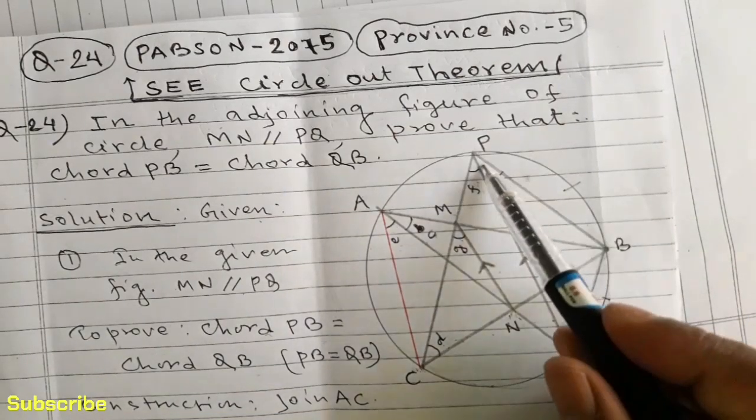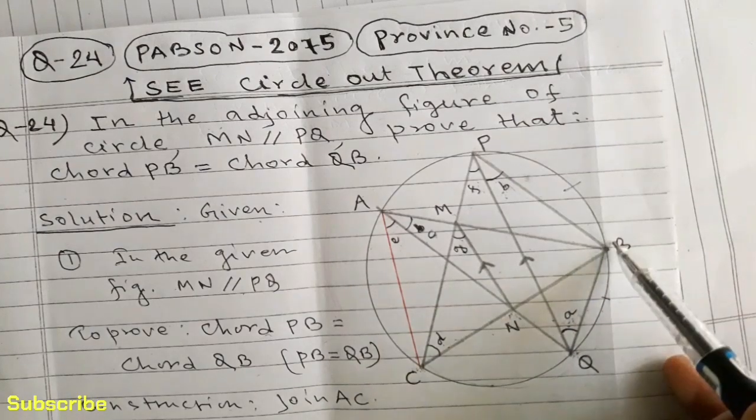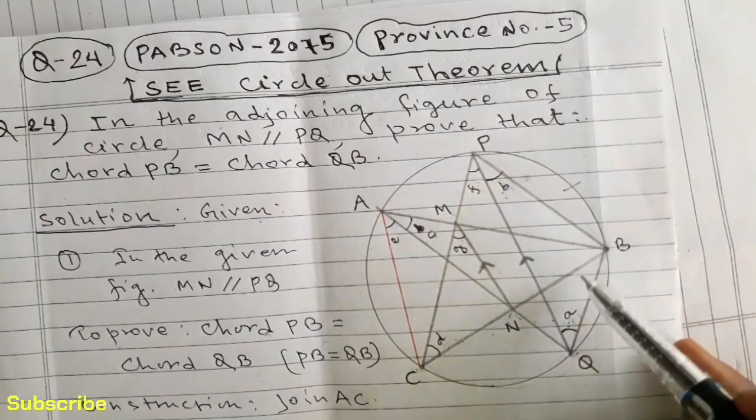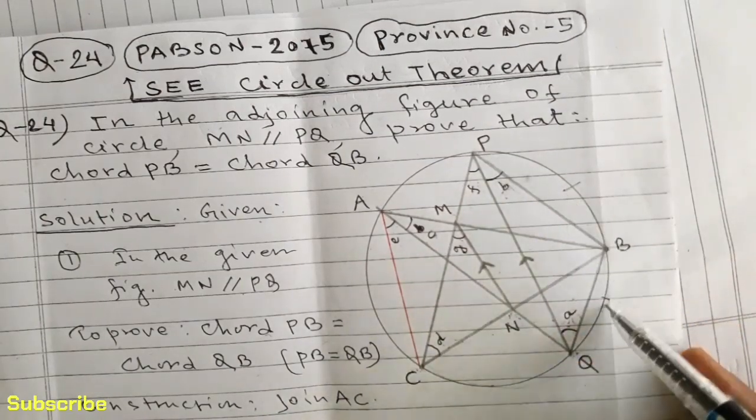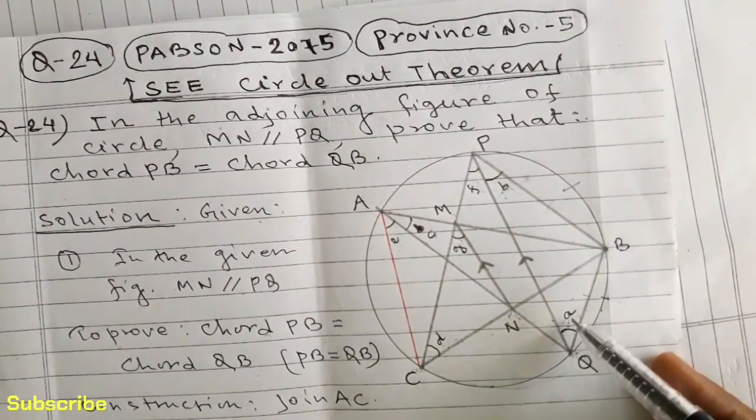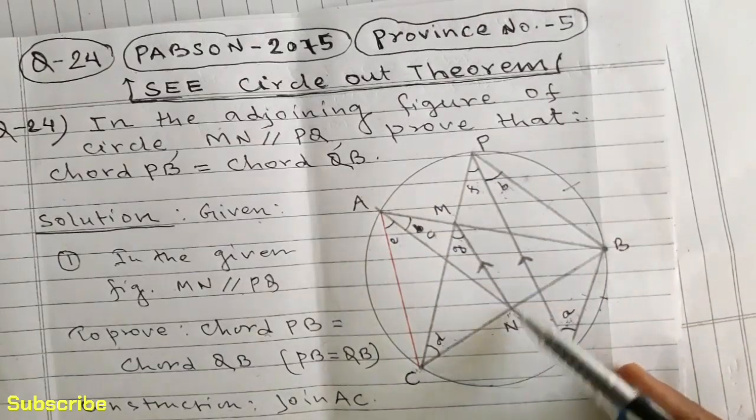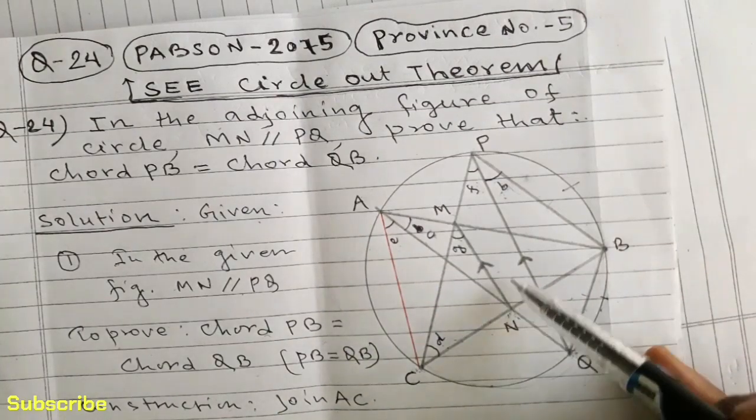Dear students, chord PB subtends angle A, which I have supposed as A, and chord QB subtends angle B at the circumference of the circle. So our target is to show angle A is equal to angle B. If we can show angles at the circumference equal, then their corresponding arcs will also be equal, and if the arcs are equal, then they cut off equal chords. So first we have to start by showing the four points M, A, C and N are concyclic.